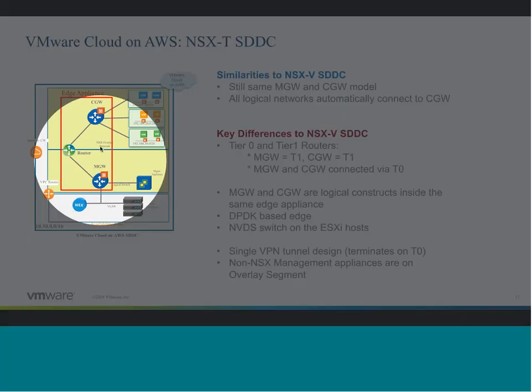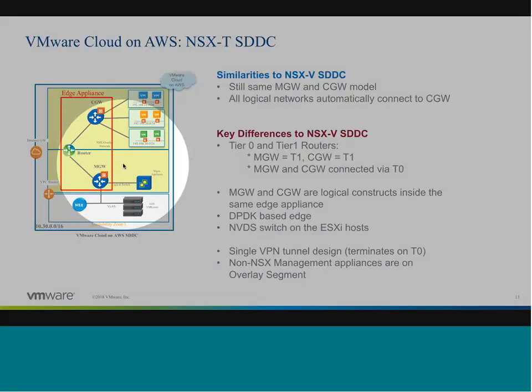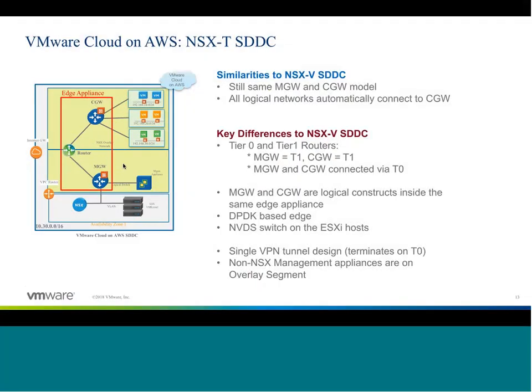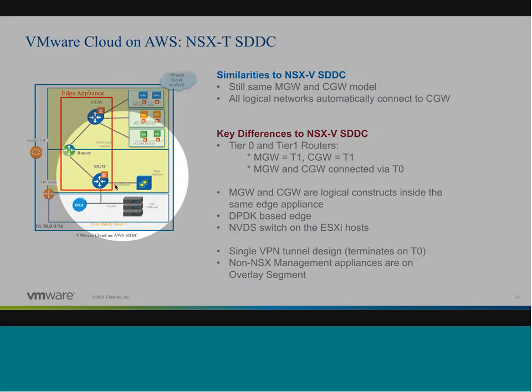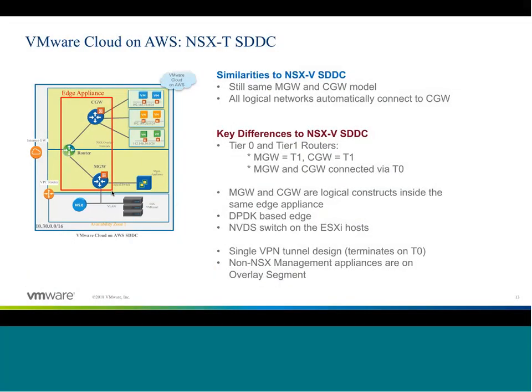And another key thing here is since the CGW and MGW are connected via tier 0, they can automatically, via the architecture, talk to each other. And I'll talk about later on how there are some benefits to that. In NSX-V architecture, this wasn't possible. You could do a workaround where you had to create VPNs between CGW and MGW, but it wasn't efficient, wasn't the best design. Now this is supported natively with this architecture change.